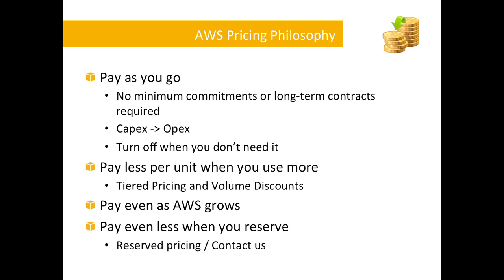So just to wrap up, while the number of AWS services has dramatically increased in the last 5 years, our pricing philosophy is the same. You pay for what you use. You have an ability to turn it off and save and optimize. You pay less per unit the more you use. There is tiered pricing, and you pay even less as AWS grows, because we drive efficiencies, improvements, and optimizations, and then pass that savings back to the customer. And then there are reserved pricing and other options available as well.